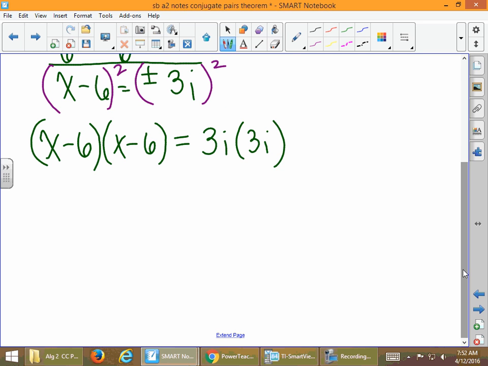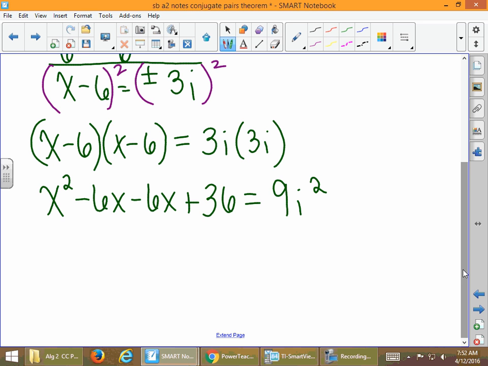So now, we have this polynomial in a format that we can get it to standard form. We are going to multiply these two together with FOIL. x squared minus 6x minus 6x plus 36. And 3i times 3i is 9i squared. 3 times 3 is 9. i times i is i squared. If we combine like terms over here on the left side, we end up with x squared minus 12x plus 36.